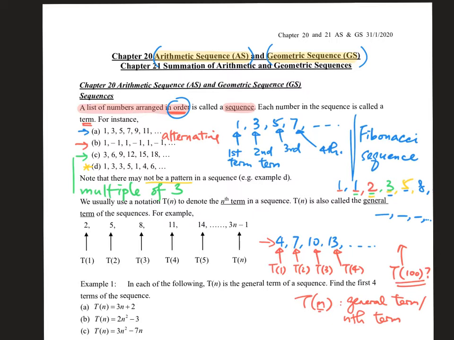Besides T1, T2, T3, you can also see that some books use different symbols, like A1, A2, A3, A4, A5 as well. Or sometimes the brackets are missing, so we write T1, T2, T3, T4, etc. But indeed, they are still talking about the positions of the sequence, and you want to find them particularly.